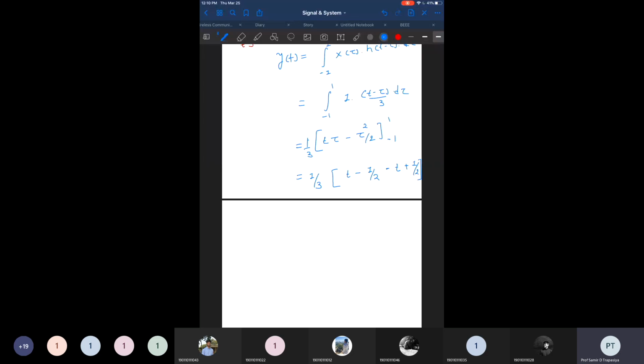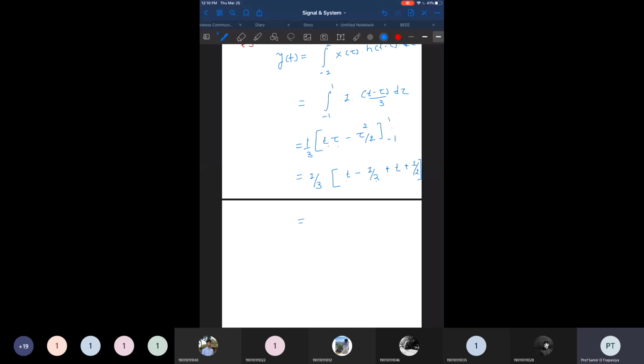Okay, so this is the case, t tau minus tau square by 2, and the limits are minus 1 and 1. So first we apply 1, tau is replaced with 1, this becomes t minus 1 half. Where tau is replaced with minus 1, minus minus becomes plus, and here it is replaced with plus 1, so it is 1 half. Okay, so this will be cancelled out, and this is left with 2t by 3, or 2 by 3 t.